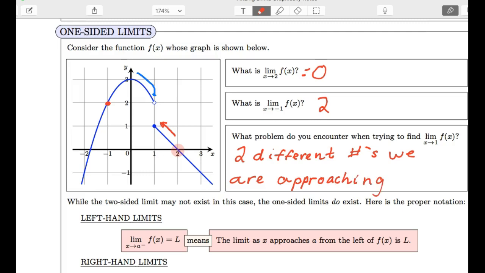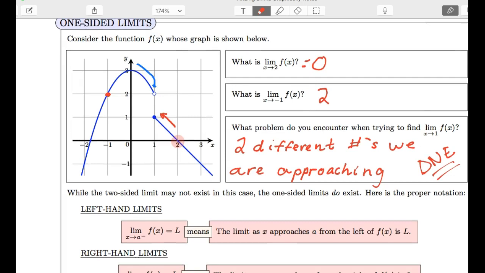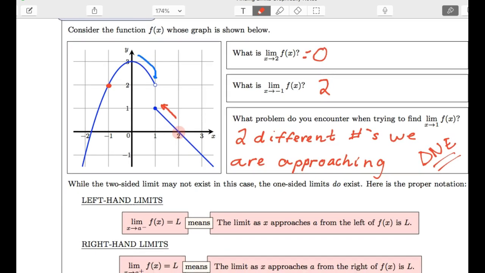So what happens when you approach two different values? Well, the big thing is the limit's not going to exist. The limit there does not exist because you're approaching two different values from the right and the left. While the two-sided limit may not exist, the one-sided limits do exist or can exist.